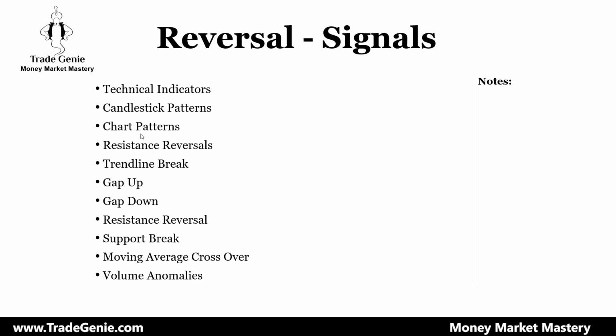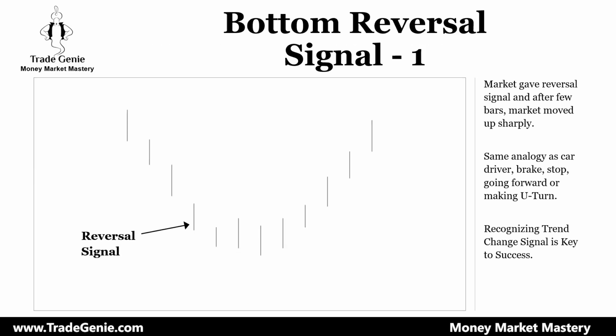So you have a chart pattern for the top, a resistance reversal. I think I was supposed to put support reversal. So resistance reversal: it goes to the resistance and comes down. Some kind of trend line break, some kind of gap down, some kind of support break. So basically the same principles on the other side. Now you're putting on the hat to go short and you're making the list.